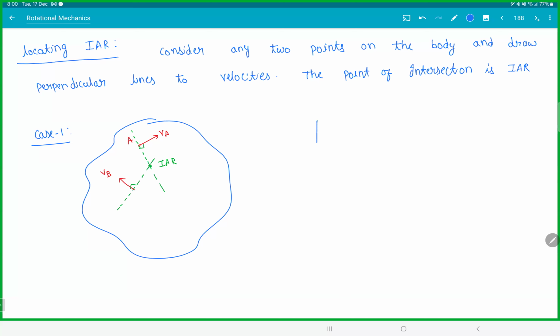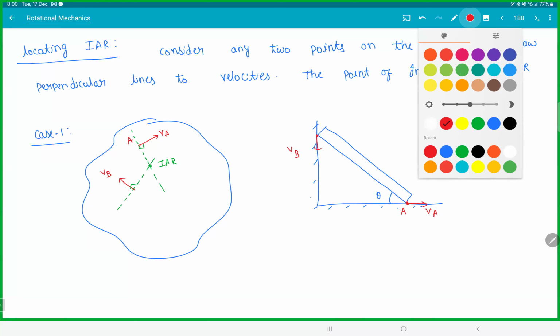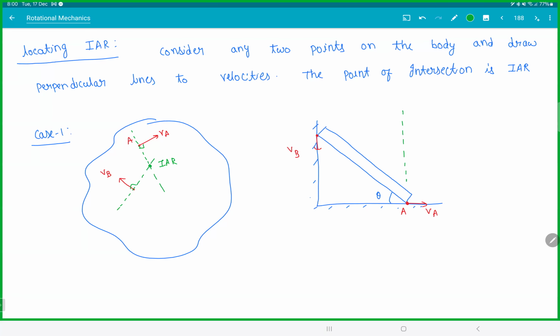Now, one of the common things we have seen multiple times is this guy. So if you have a rod here, sliding on a smooth floor. This point A is going this way with VA, and we know this point here is going down with VB, isn't it? So when a rod is sliding, this is how the 2 points will go. Now, using the same concept, draw a normal perpendicular to VA, draw a normal perpendicular to VB. This point will be IAR. Make sense? That means if you go and stand on that point, it will feel as if the rod is in pure rotation.